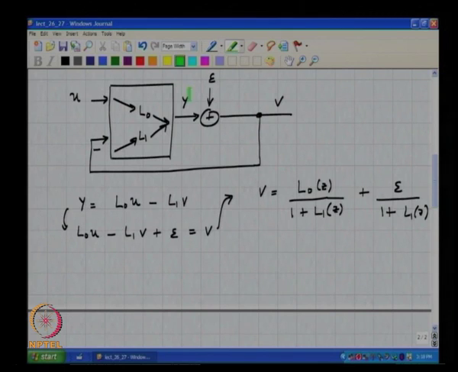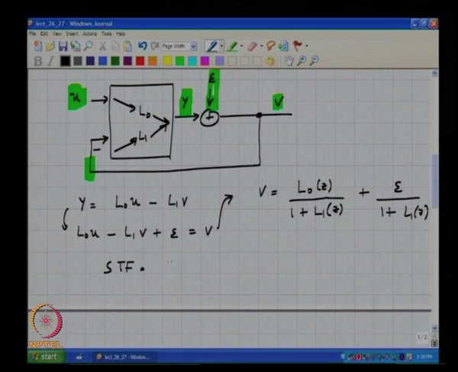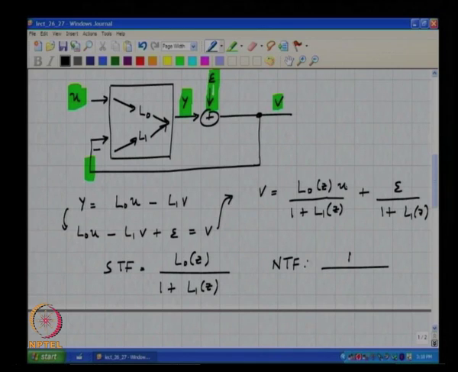So y is nothing but a linear combination of u and v, this plus quantization noise gives v. So you do the math and you finally end up with the signal transfer function is L naught of z divided by 1 plus L 1 of z, and the noise transfer function is 1 by 1 plus L 1 of z. And as we expect, the poles of the STF and the poles of the NTF are the same. This makes sense, because in a linear system all transfer functions you can think of will have the same denominator polynomial, right, or will have the same poles.